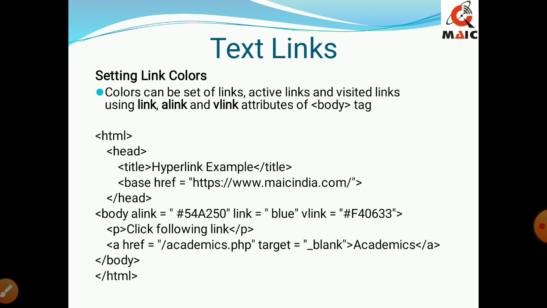Now again, in this linking part, we can set the different colors of the links. The normal link colors can be set using the link attribute. A link means the active link which are really present, and V link means the links that have been visited by the user. So these different attributes can be set within the body tag of the HTML document. Either the code of the color can be set, or we can set it to a specific color. Like in A-Link, we have set it to the code 54A250, and in the link, we have set it to blue.